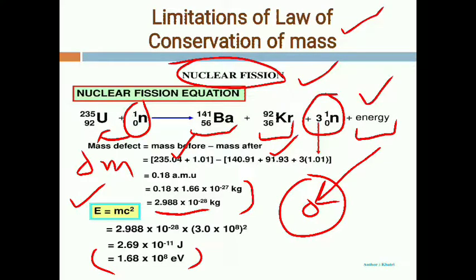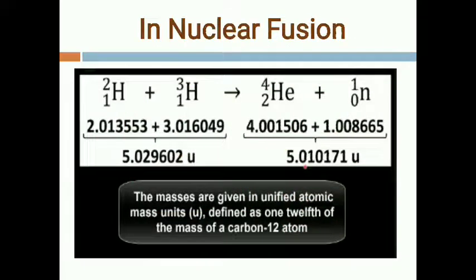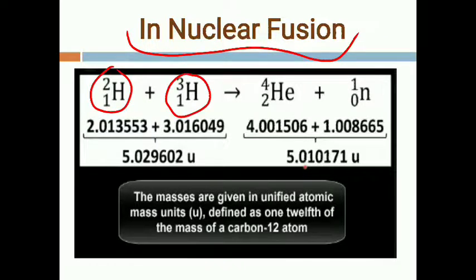So ultimately, we wanted to study here that the limitation of this law is that it is not applicable for nuclear reactions. There is another important nuclear reaction which is called nuclear fusion. In nuclear fusion, small nuclei of small atoms combine to form a bigger nucleus. For example, here deuterium and tritium, which are two isotopes of hydrogen, combine to form helium, and one neutron is released in this process. If you see the total mass of the reactants and the total mass of the products, these are actual masses on the AMU scale.